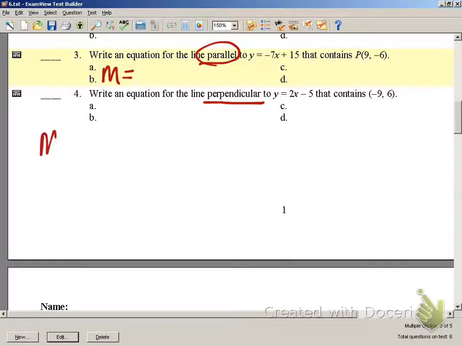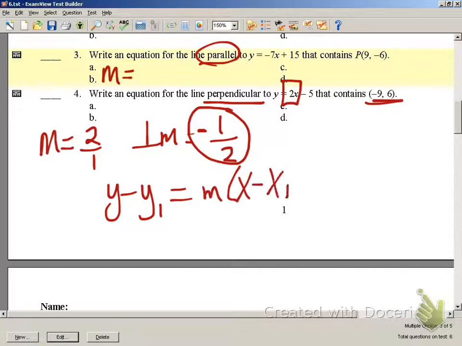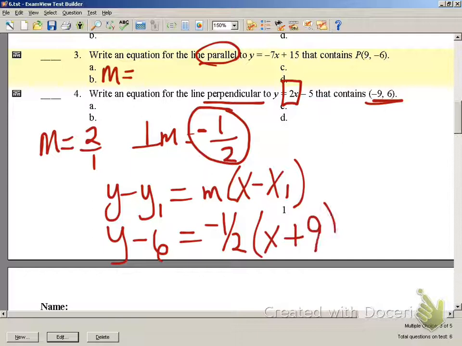So first of all, my slope for this line is 2. So my perpendicular slope, now understand this is 2 over 1. I'm going to flip the fraction, and I'm going to change its sign. So it was a positive 2, so that means my perpendicular slope will be a negative 1/2. So once again, I have a slope, I have a point. So I'm going to put that in point slope form. y minus y1 equals m times x minus x1. y minus 6 equals a negative 1/2 times x minus a negative 9.